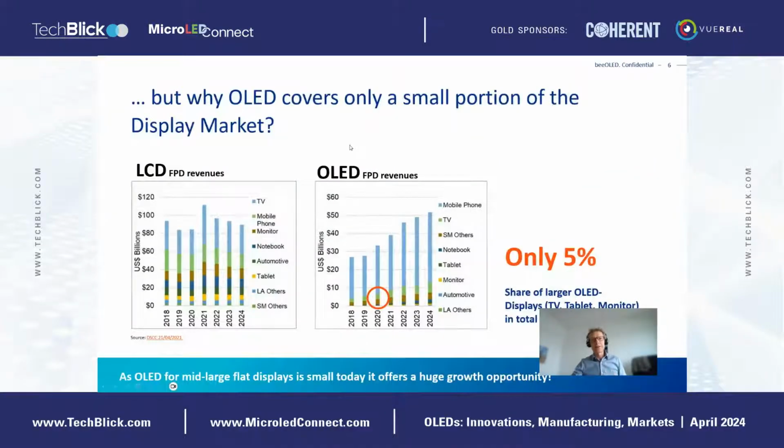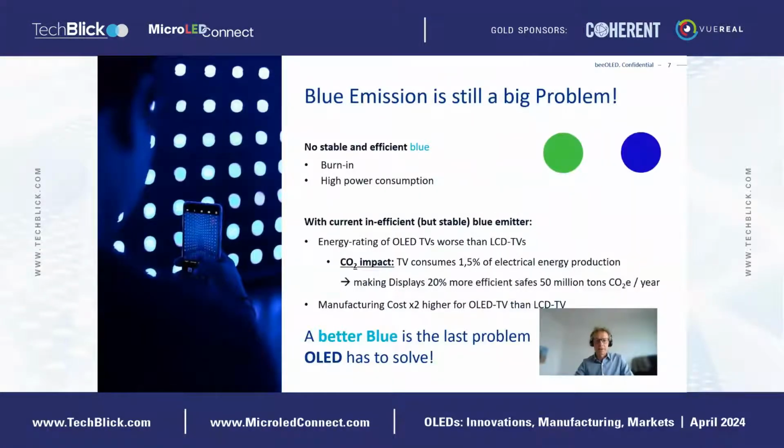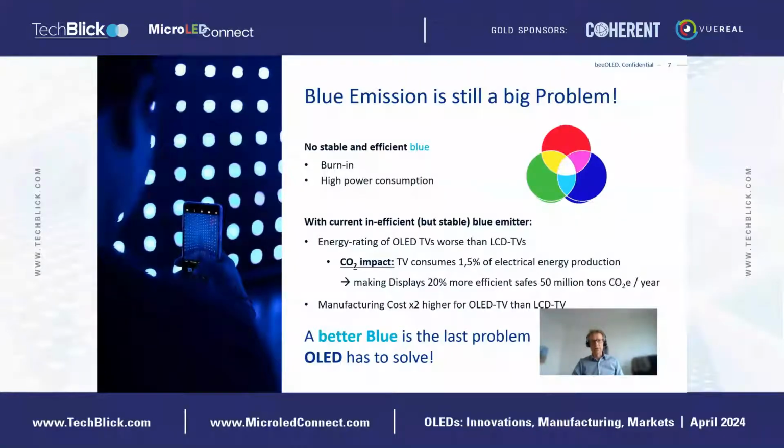But how come that OLED covers only a small portion of the market when you get to everything between IT display and TV display? So forget smartphones, everything which is bigger, OLED has just 5%, and liquid crystal displays are still dominating by far with 95%. So why is that? Yeah, in smartphones, it's better, it's 50-50 share, but not in bigger displays. And in our view, the main reason is simple. There is no long-lasting and efficient deep blue emitter. And this limits the overall efficiency of this display.